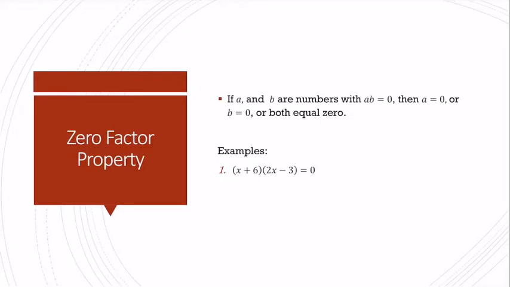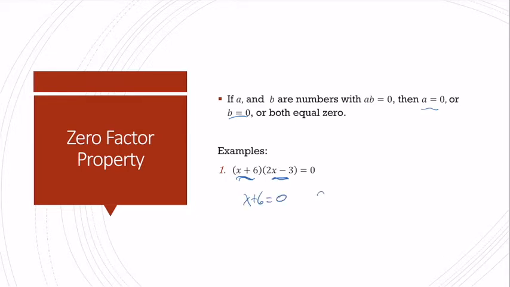And we can solve quadratic functions by factoring and then using the zero factor property. So if a and b are real numbers with a times b equal to 0, then either a equals 0, b equals 0, or both have to equal 0. So what I need to do is set each of these equal to 0 and solve.